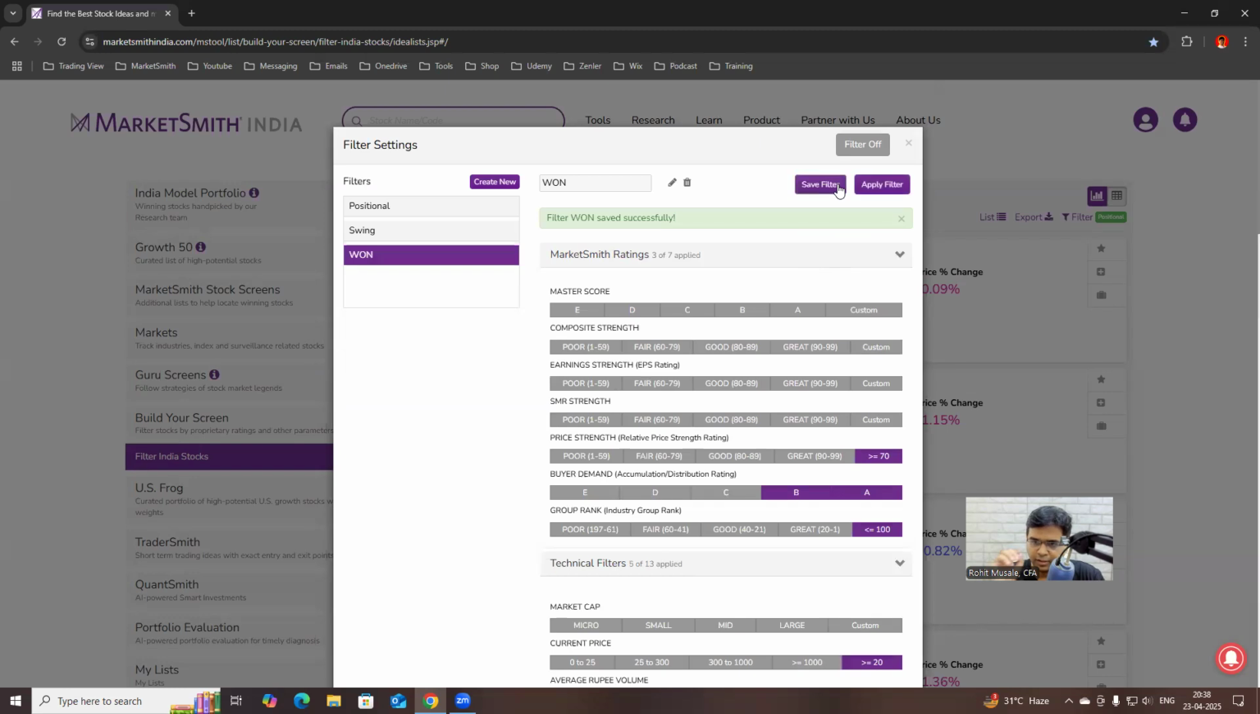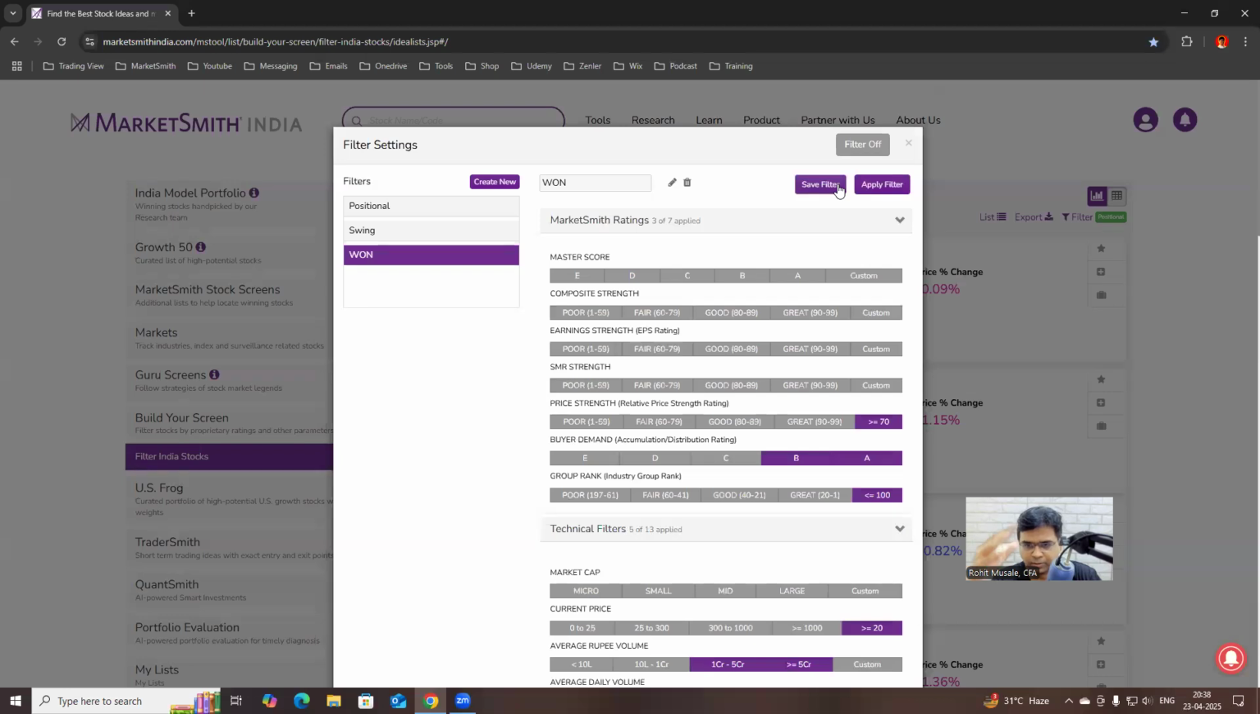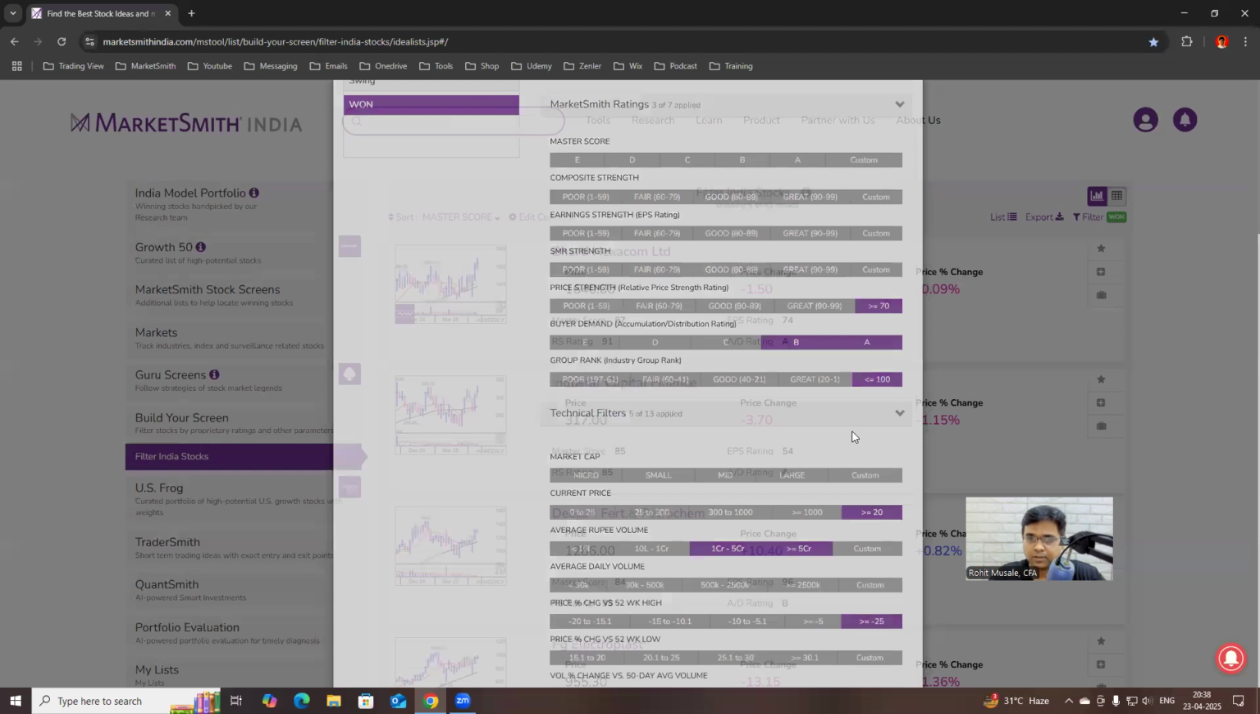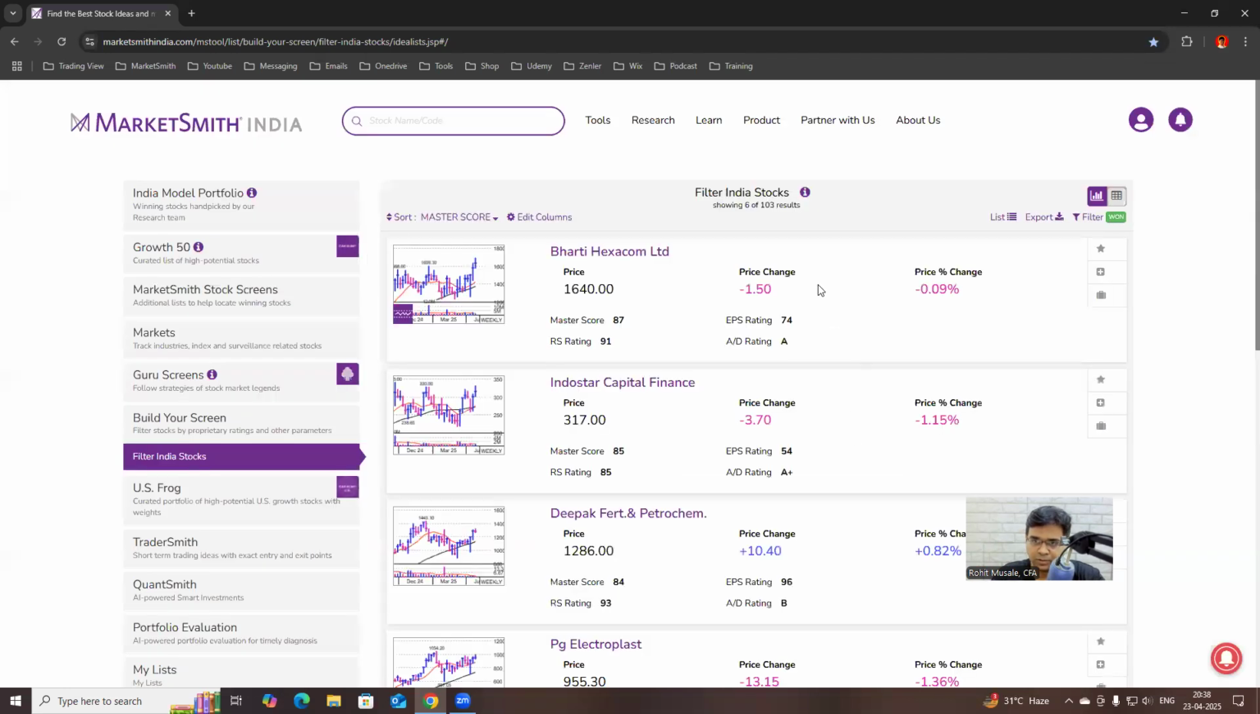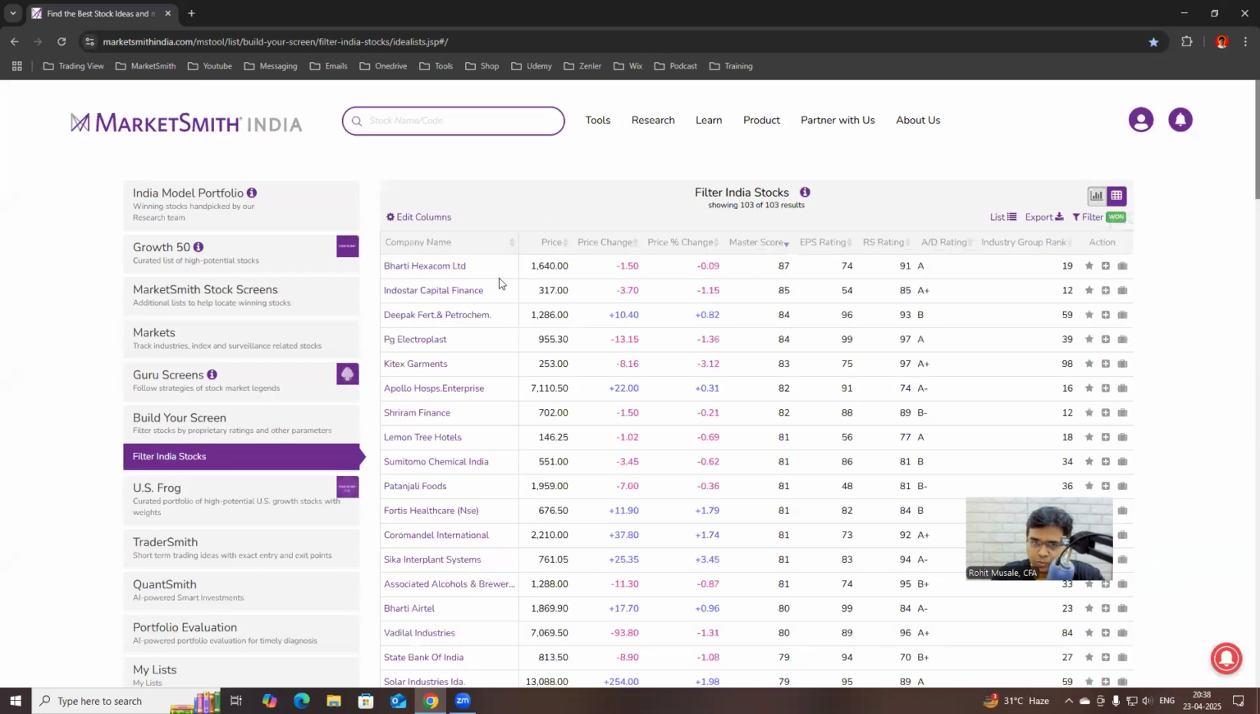So you understood the logic I am using behind each filter. As long as you understand what you are doing, you can play around with these filters. Okay, but this is the basic non-negotiable criteria, right? For every positional trader who wants to trade properly. Now, save the filter, apply the filter. Okay, let's see how many stocks show up in this filter. So 103 stocks. Good enough.